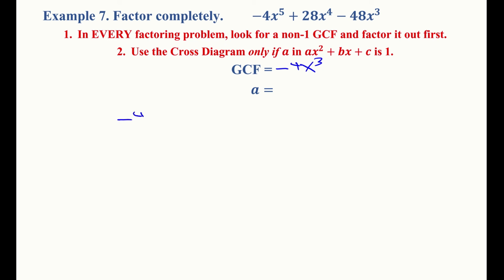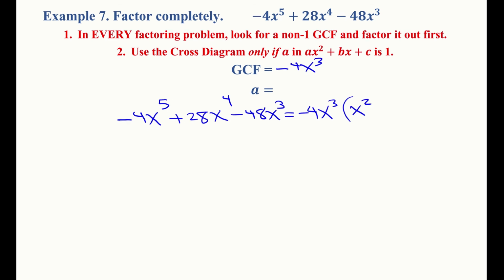So we're going to write the problem down: negative 4x to the 5 plus 28x to the 4 minus 48x cubed. We start by factoring out the GCF. In any problem where there is a non-1 GCF, we factor it out first. It makes the rest of the procedure much simpler. So what's left? What do you multiply negative 4x cubed by to get negative 4x to the 5? Just divide, and you realize it needs to be x squared, right?